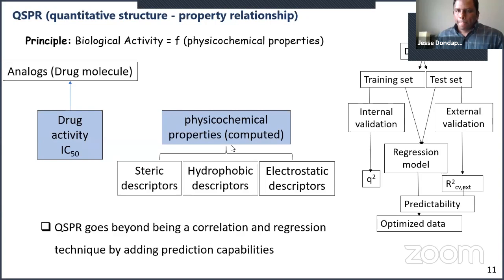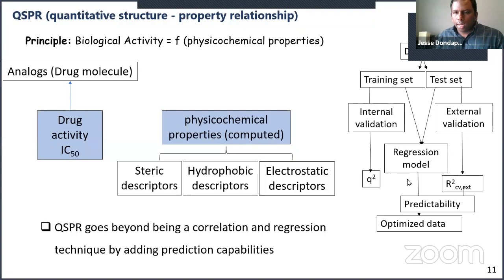And sometimes these software packages are equipped with these mathematical formulations, because all these properties have been investigated in the literature for a long time, and all these formulas have been embedded into the software. All you have to do is draw a molecule, optimize the molecule, and feed the molecule to the software, and the software produces the properties for you. Then use these properties and find a relation to the drug activity using mathematical modeling.